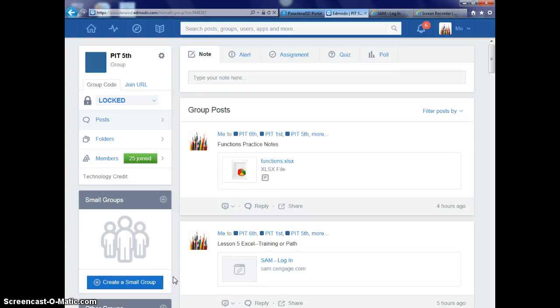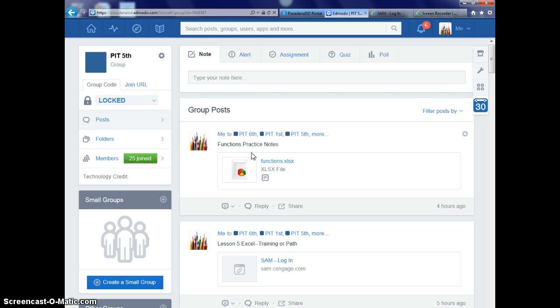First, we're going to start with functions notes. So starting from Edmodo, I want you to do this before we work on the trainings. We're going to play some together. Please open up this document, which is functions practice notes. I'll give you a little bit of a minute to open that up.